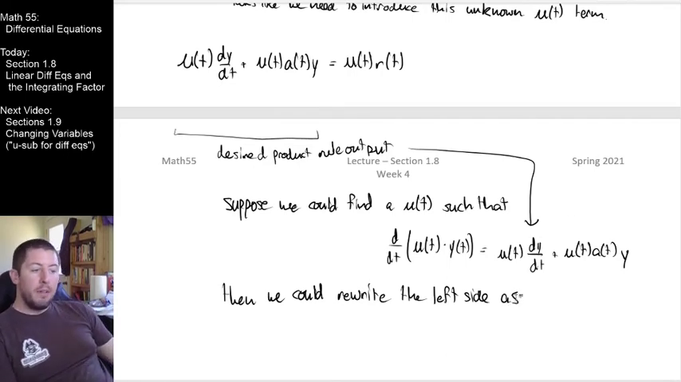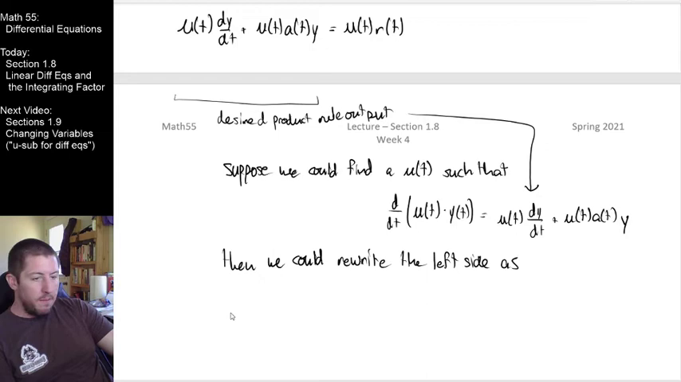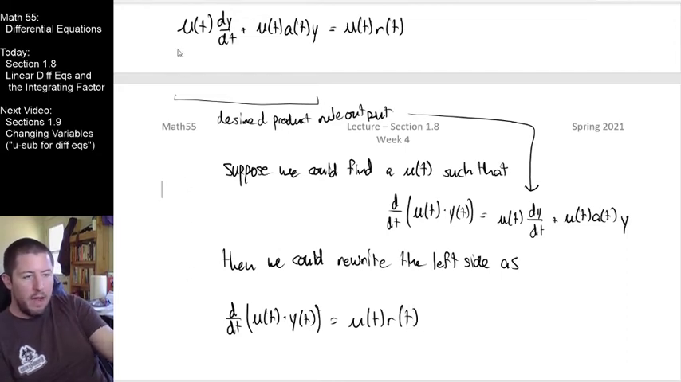Now notice, I am claiming that if we are able to come up with what this mu of t needs to be so that this is also true, then I get to use this equality right here to just substitute on the left-hand side. Since this whole thing right here, mu of t dy dt plus mu of t a of t y, that's this expression right here. If that was equal to the derivative of a product of two functions, then I should just be able to make that direct replacement right here. That would say d dt of mu of t, y of t equals our mu of t, r of t, our right-hand side from up above, right?